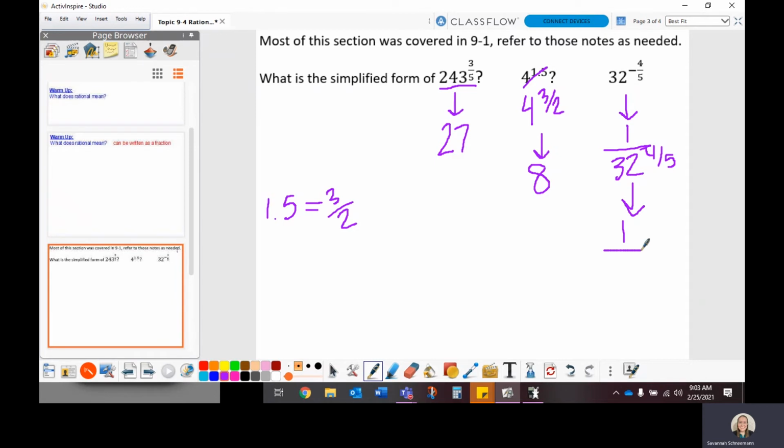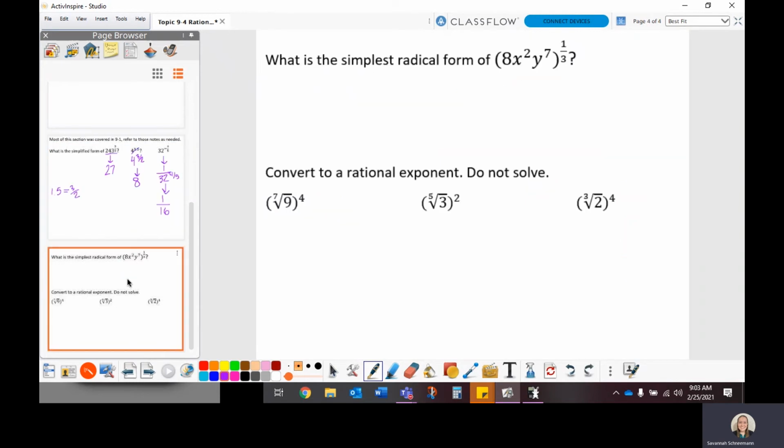So 1/16. Guys, just make sure you have it in the right format before you go to simplify it. Again, make sure it's in fraction form. If it's a negative exponent, make sure it's 1 over, and make sure you take the reciprocal. Now, moving on to our last bit here.